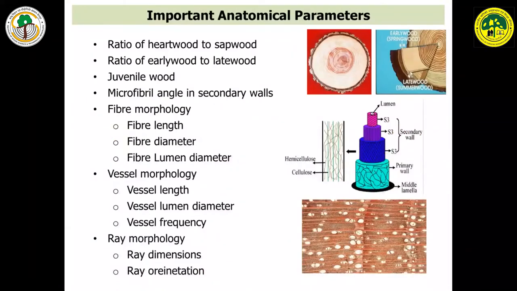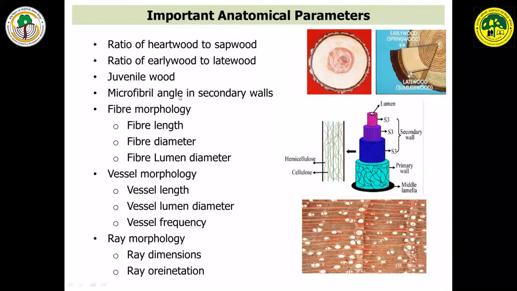These are the important anatomical parameters: the ratio of heartwood to sapwood. That is very important. The inner part is called the heartwood, and the outer, less colored or whitish part is called the sapwood in the tree trunk. Similarly, the ratio of early wood to late wood, then juvenile wood, the inner core of the tree trunk, is called the juvenile wood, up to 8 to 10 rings. Then the microfibrillar angle: the cellulose bundles are oriented in the fiber in a certain direction.